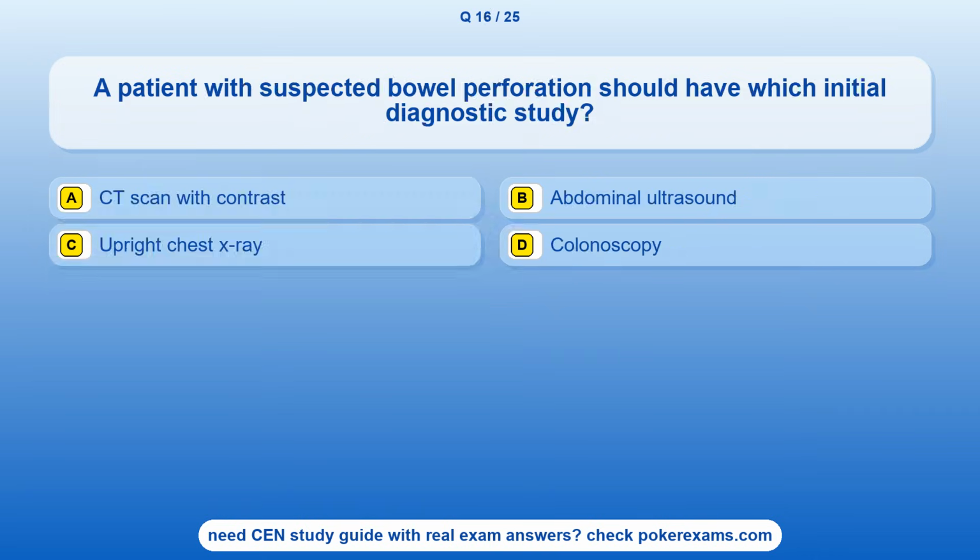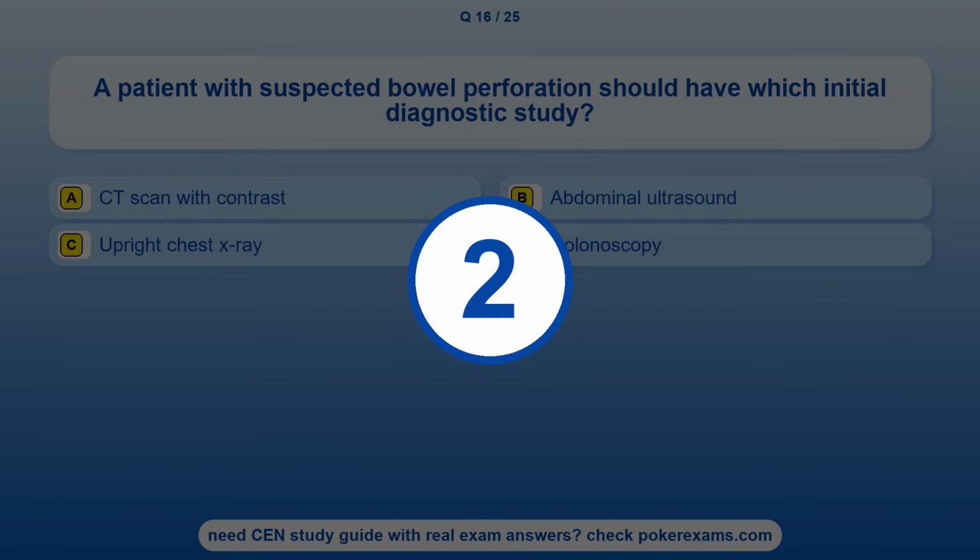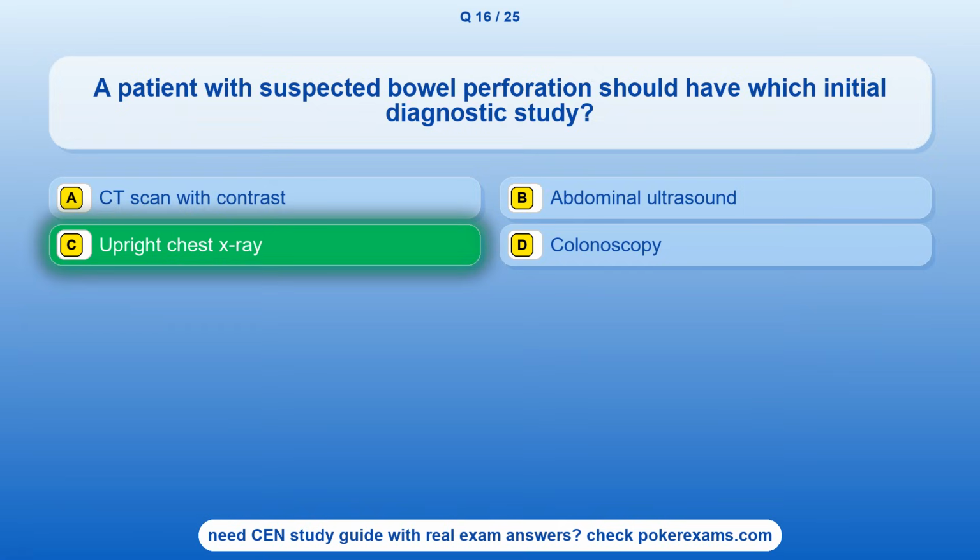Question 16. A patient with suspected bowel perforation should have which initial diagnostic study? Option A, CT scan with contrast. Option B, abdominal ultrasound. Option C, upright chest X-ray. Option D, colonoscopy. The correct answer is option C, upright chest X-ray.